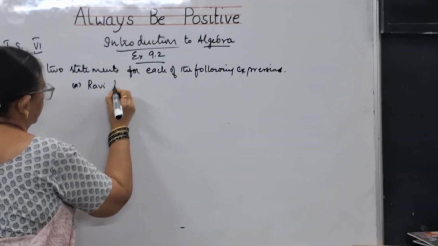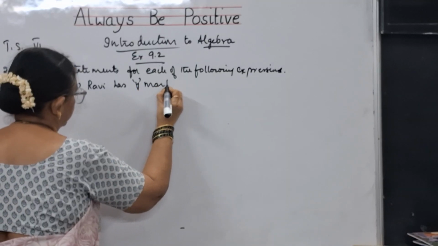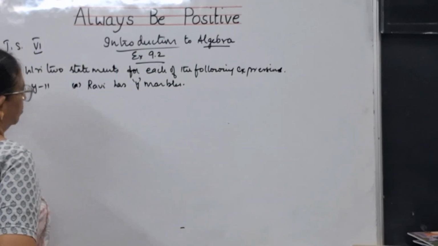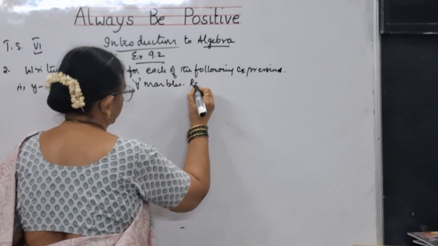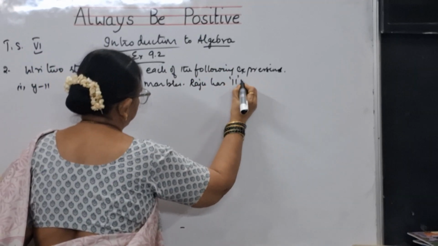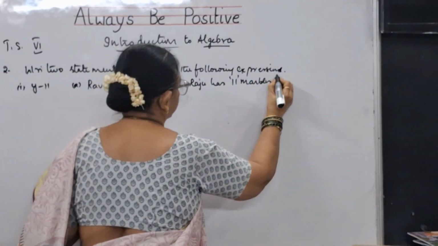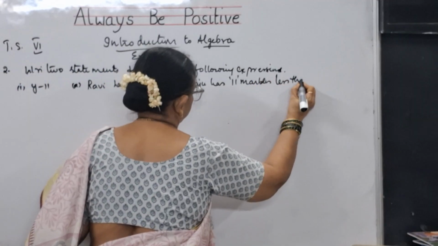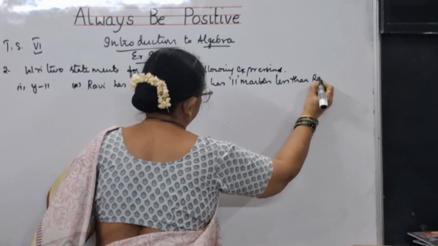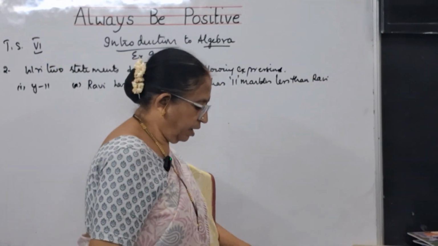Ravi has Y marbles. Raju has 11 marbles less than Ravi. Here only the statement they are asking.